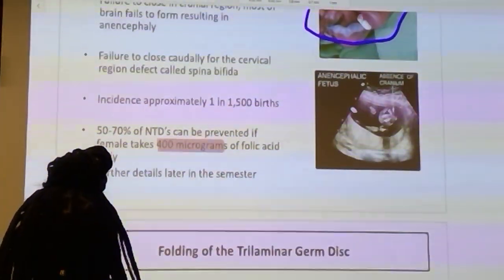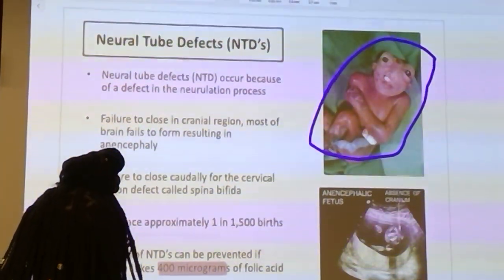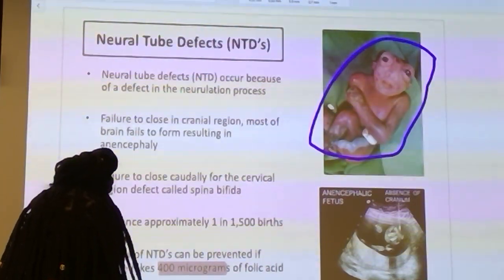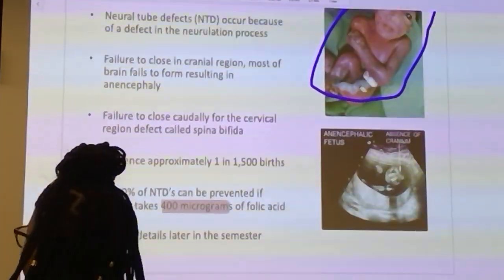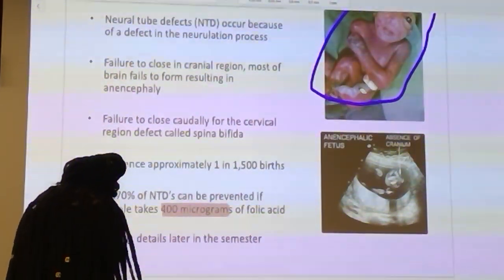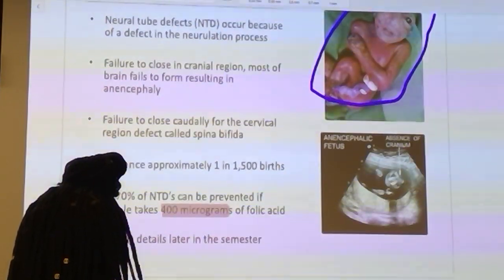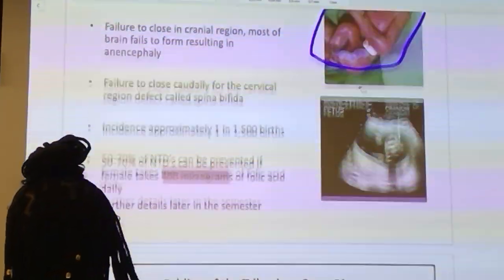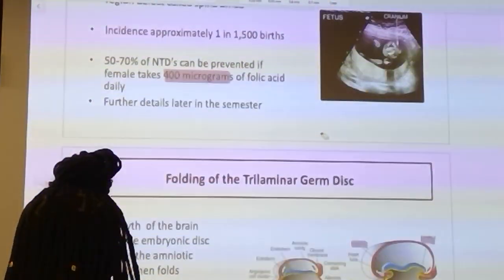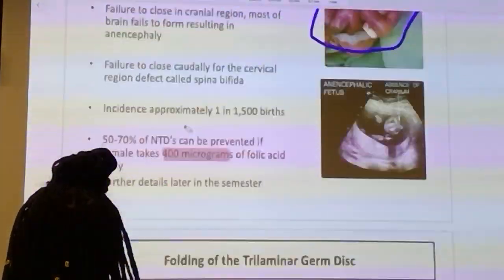Okay, so anencephaly is a failure to close cranial, and spina bifida is failure to close caudal. Wait, that's not right. Okay, then what's cranial? Just know that it's prevented by folic acid.